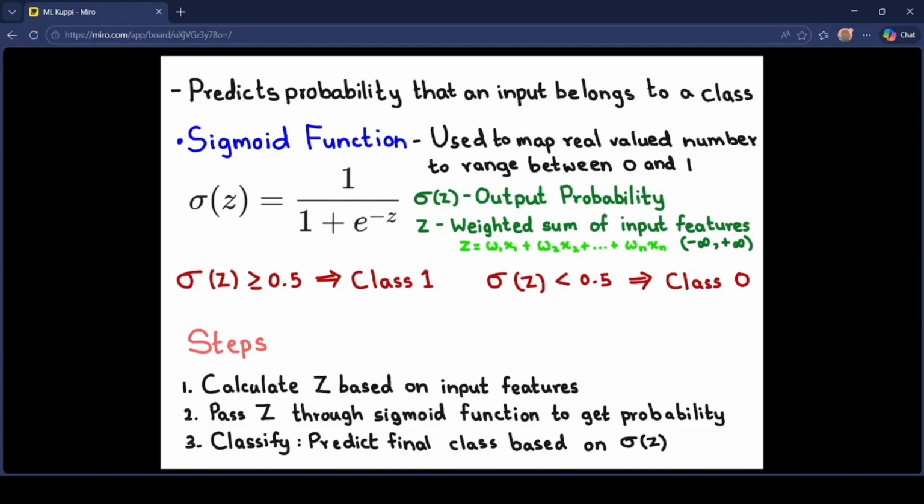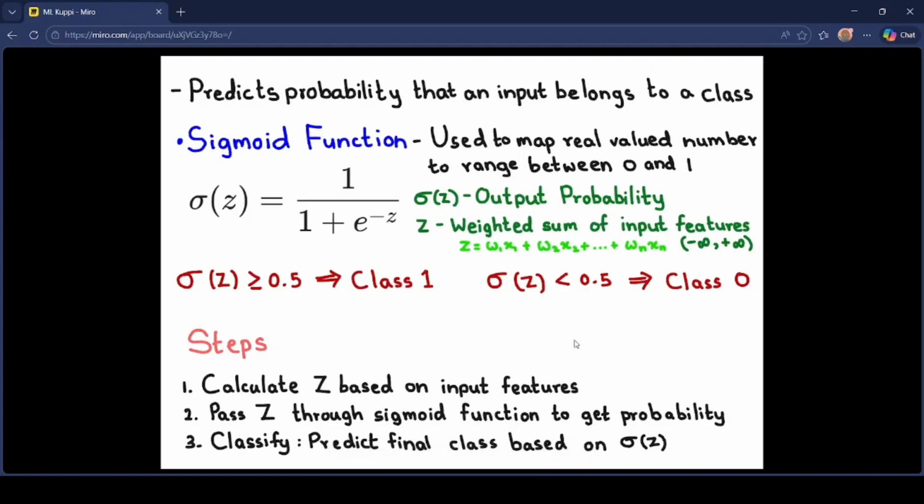First, what we are going to do is calculate Z based on the input features. Like we discussed before, the notation for input features is X. So we are going to take the weighted sum of input features. Each of these input features is given a weight for the logistic regression problem. And we are going to calculate the weighted sum of all of these input features, which will be Z. This Z can range from minus infinity to plus infinity. It could be any value. So we calculate the Z value, and then we pass it through the sigmoid function to get a value between 0 and 1.